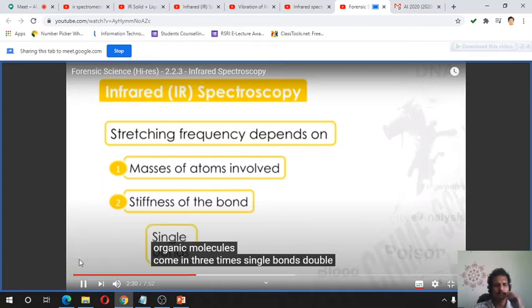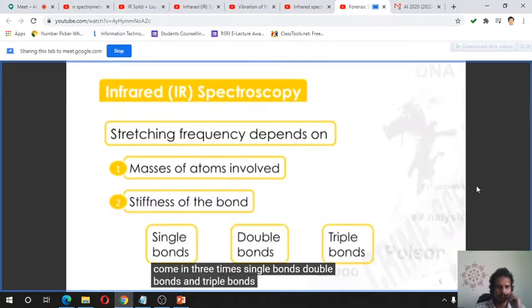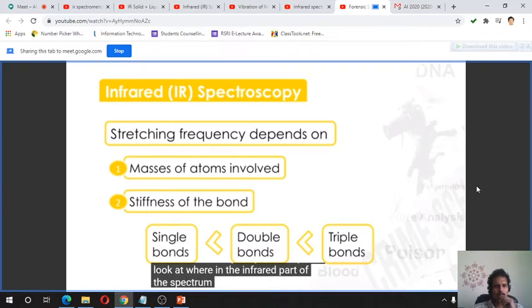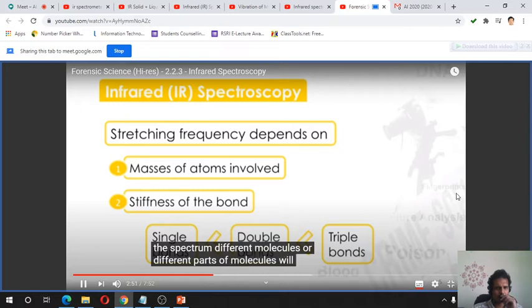Single bonds, double bonds, and triple bonds. Single bonds are less stiff than double bonds, and triple bonds are the most stiff of all. So we can use these very simple concepts to look at where in the infrared part of the spectrum different molecules or different parts of molecules will absorb infrared light.